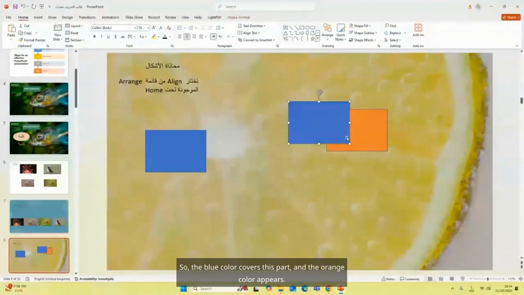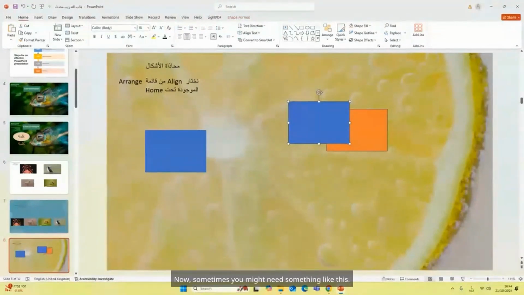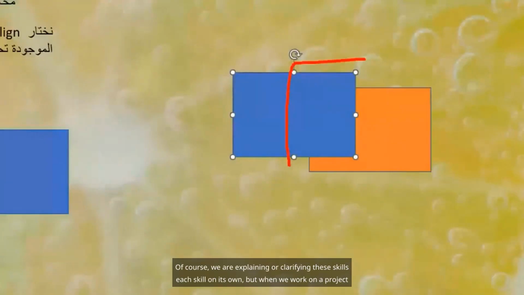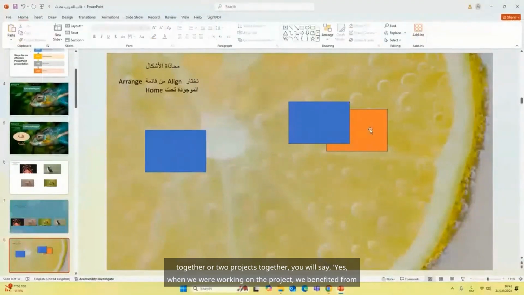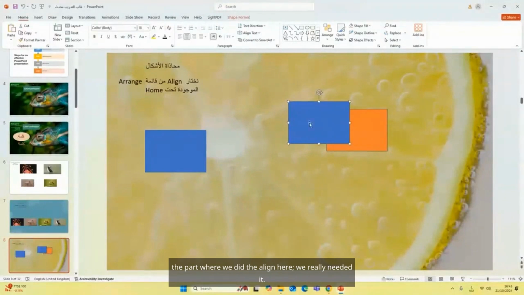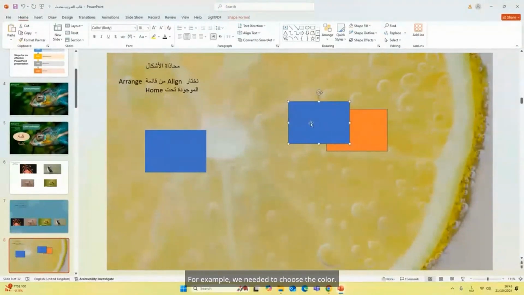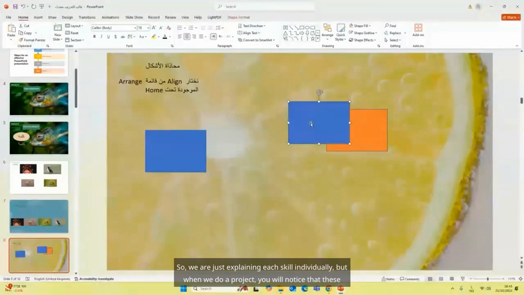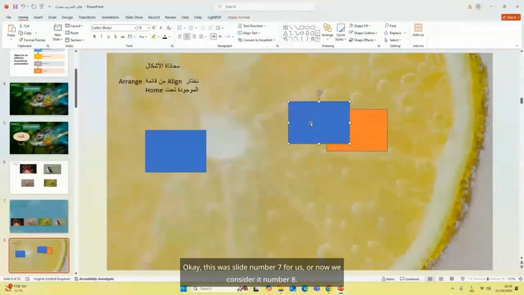So the blue color covers this part and the orange color appears. Now, sometimes you might need something like this. Of course, we are clarifying each skill on its own. But when we work on a project together, you will say, yes, when we were working on the project, we benefited from the part where we did the align here. We really needed it. For example, we needed to choose the color. Okay, this was slide number 7 for us, or now we consider it number 8.